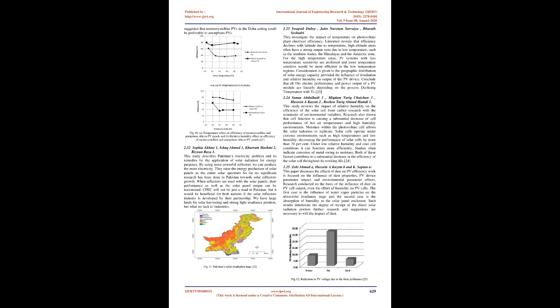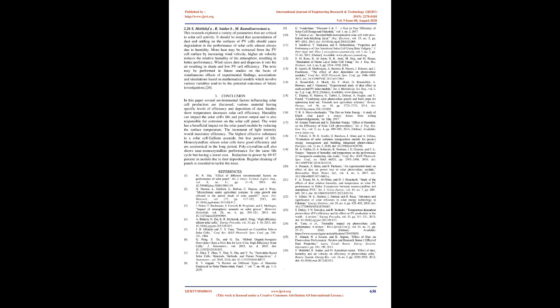They investigate the impact of temperature on photovoltaic plant electrical efficiency. Literature reveals that efficiency declines with latitude due to temperature. High altitude areas often have a strong output ratio due to low temperature, such as the southern Andes, the Himalayas, and the Antarctic zone. For high temperature areas, PV systems with less temperature sensitivity are preferred, and more temperature sensitive ones would be more efficient in low temperature regions.